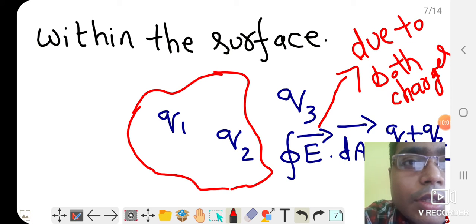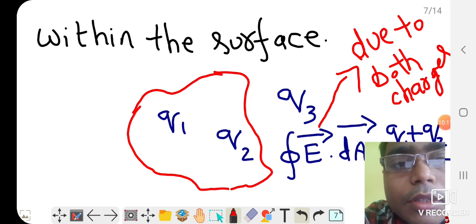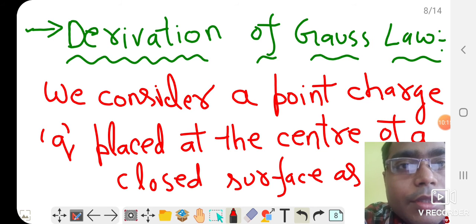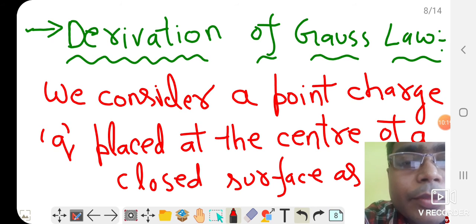That means the amount of flux that is present is equal to the charge present inside the surface divided by epsilon naught. Now let us see the derivation of Gauss law. This is a very important question for your board exam. So first we have to write the statement.